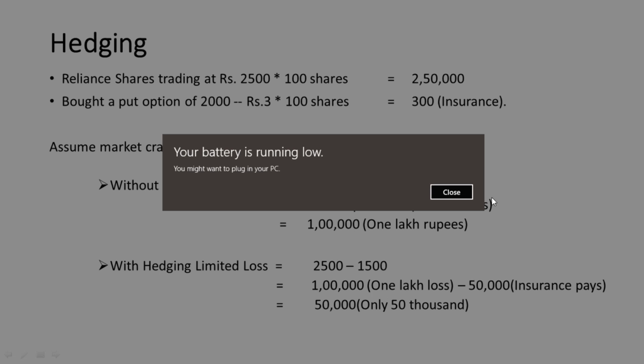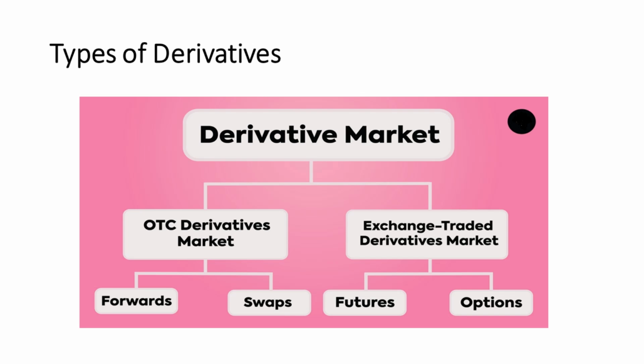Let's go to the next topic. Types of derivative markets. We have two types of derivative markets: the OTC derivative market and the exchange traded derivative market. Some four major types of derivatives are options, forwards, futures, and swaps. As far as the stock market is concerned, forwards and swaps don't form a part of trading, so let's skip that. But we can trade in futures and options. Let's try to understand futures and options more thoroughly in our upcoming videos.